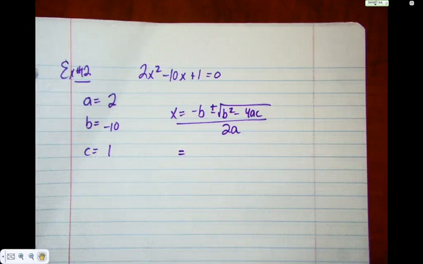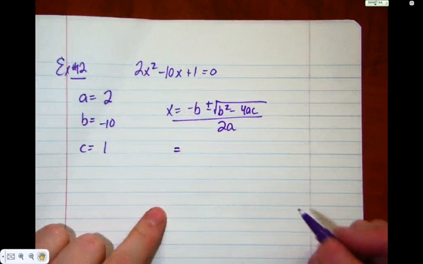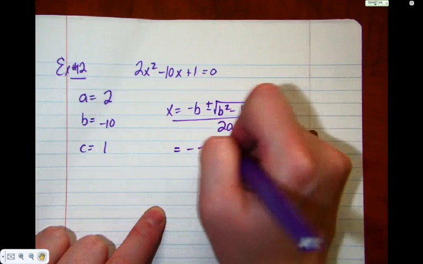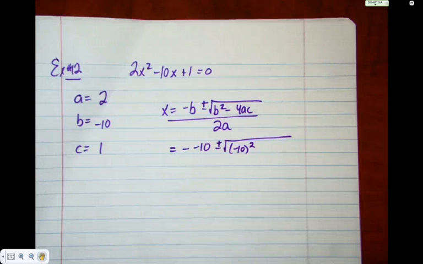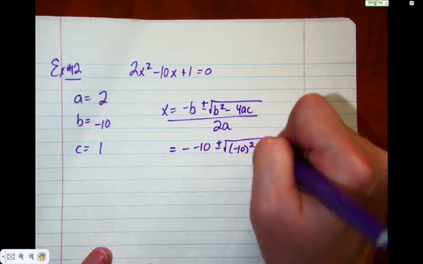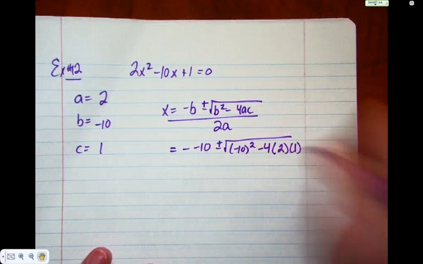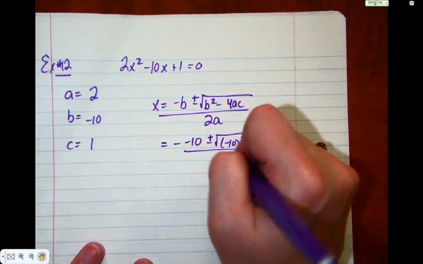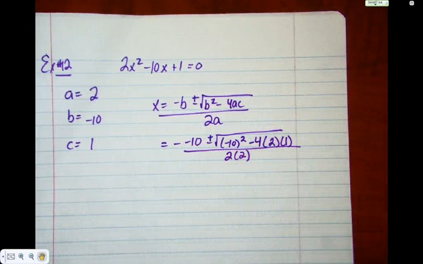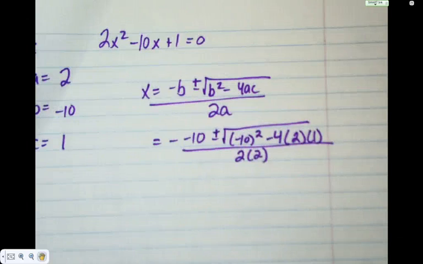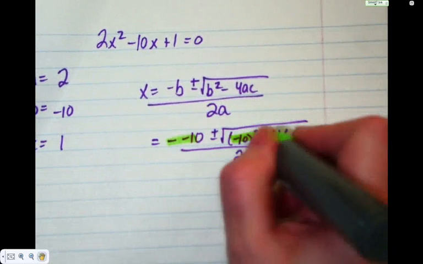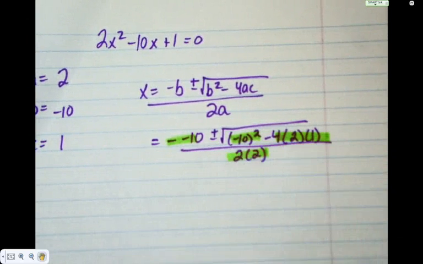Again, I'm going to do this one step by step, and I'll show you in a bit what you can simplify in your head. So -10 plus or minus the square root of -10 squared, -4 times 2 times 1, and on the bottom 2 times 2. So again, I tend to do the negatives, I do the squaring, I do this 4ac, and I do the 2a all in the same step. You could do 4 different steps.